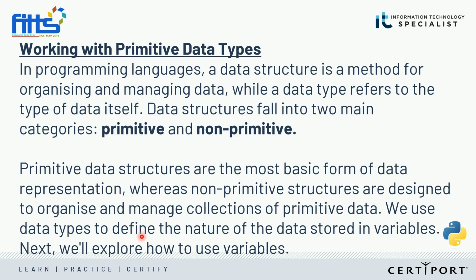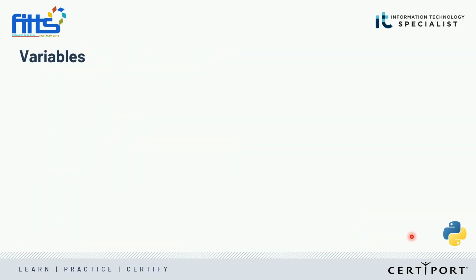So we use data types to define the nature of the data stored in variables. And this takes us back to our secondary school days or university days where we were given simultaneous equations: x plus y is equal to 20, x minus y is equal to 10, and we are being asked to find the values of x and y. Depending on the type of equations that you are given and the numbers, the value for x and y is always changing. That is why we say that x and y are variables. So that is what we're going to explore next.